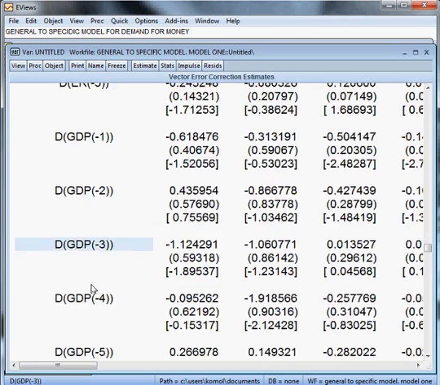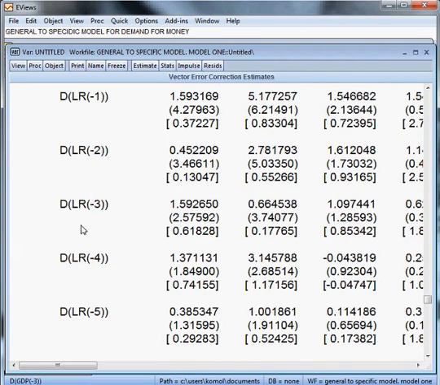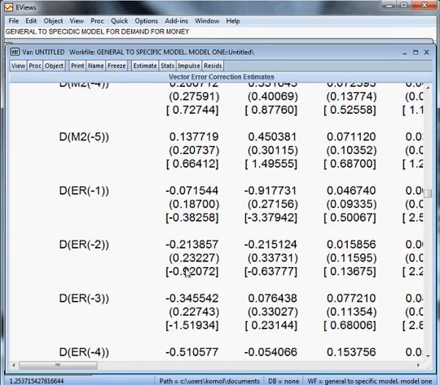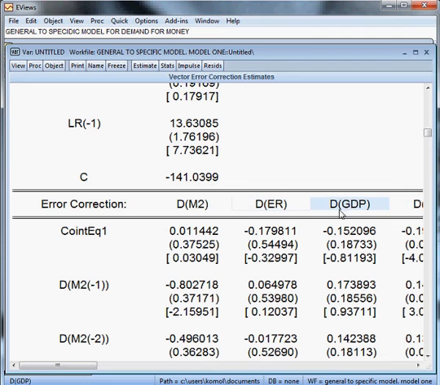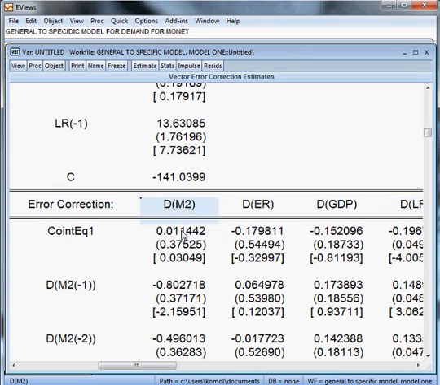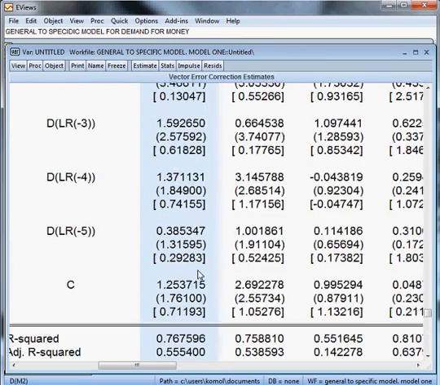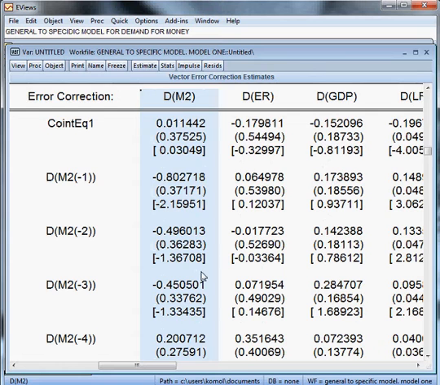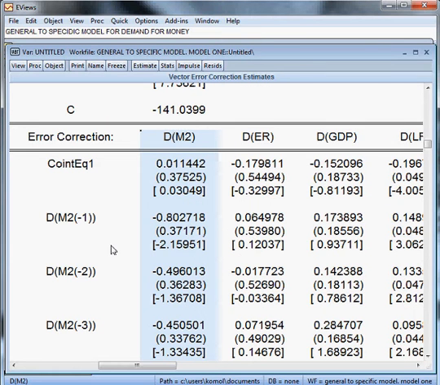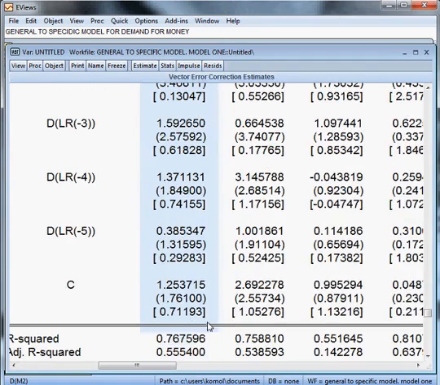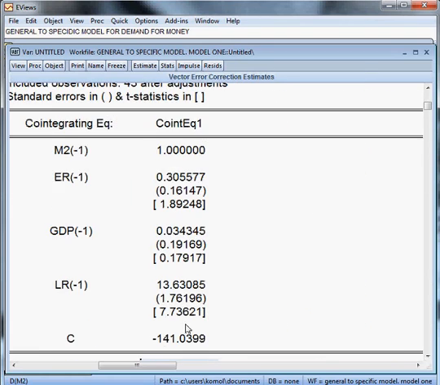GDP lag 1, lag 2, lag 3, lag 4, lag 5. So these are all 5 lags. And also LR has lag 1, lag 2, lag 3, 4, 5, right? And finally the constant. So here are actually 4 models, right? This one, this one, this one, and this one. And here actually I need only this model, right? Because demand for money. What is our target? That target is what are the variables that can affect demand for money, right? So that is why the first model is our model, right? Demand for money.